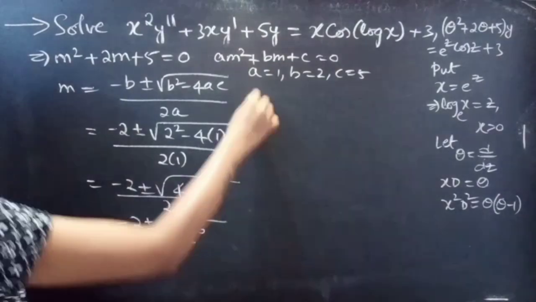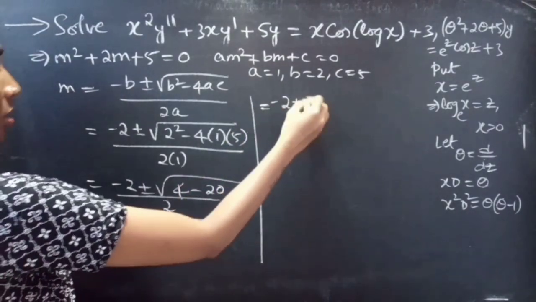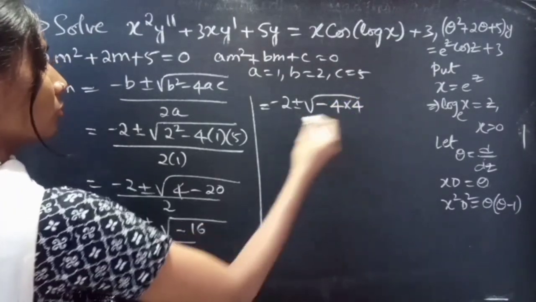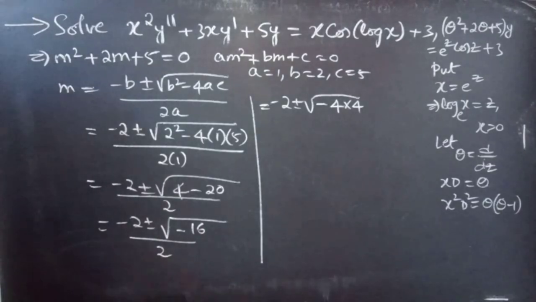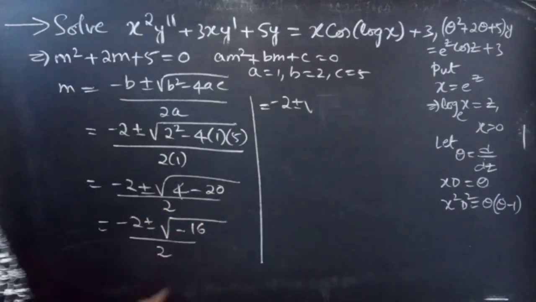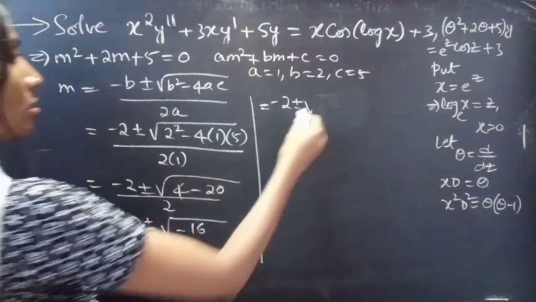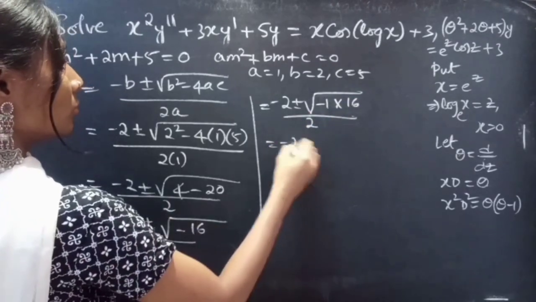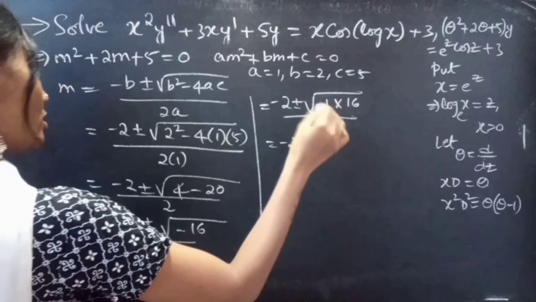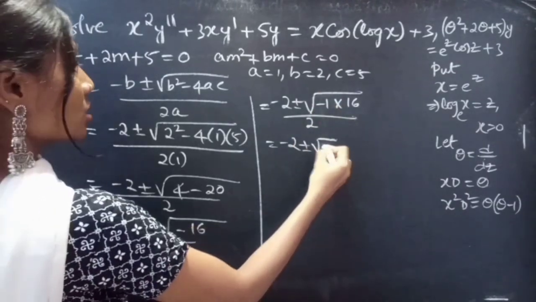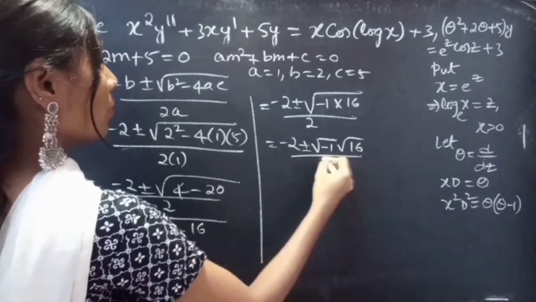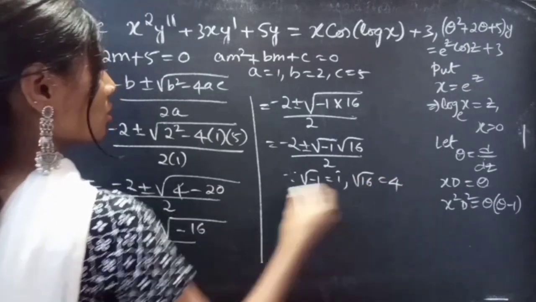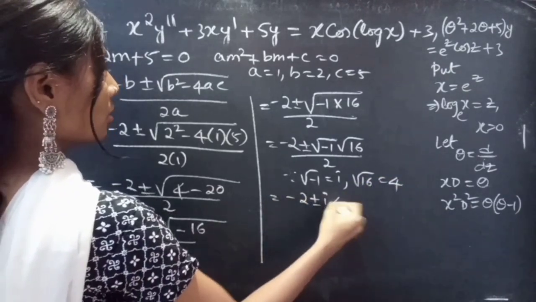Right? Now we can write minus 16 as minus 1 into 16. Now split square root of minus 1 into 16 as square root of minus 1 into square root of 16, by 2. Since we know that square root of minus 1 is i and square root of 16 is 4, we'll get minus 2 plus or minus 4i by 2.